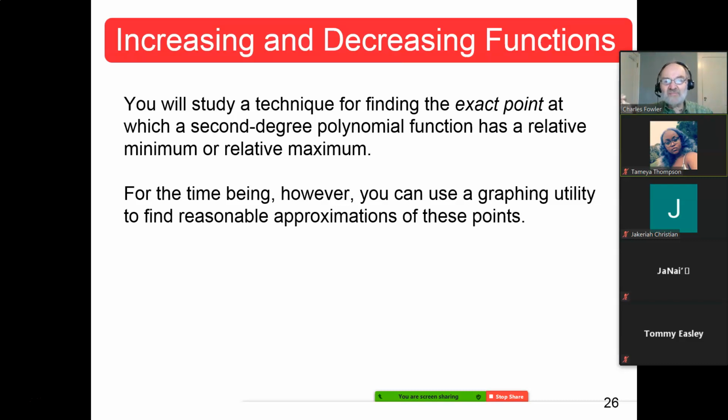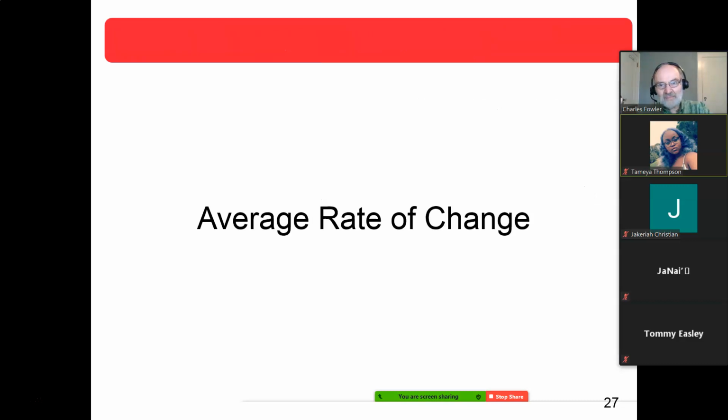You will study a technique for finding the exact point at which a second degree polynomial, that's called a quadratic polynomial function, has a relative minimum or maximum. That's coming up at the first of the next chapter, I believe. But for the time being, you can use a graphing utility to find reasonable approximations for these points. Or there's another way. It's a little tedious, but you can do it. We probably will get into that later. Now, I knew they were going to skip this one.